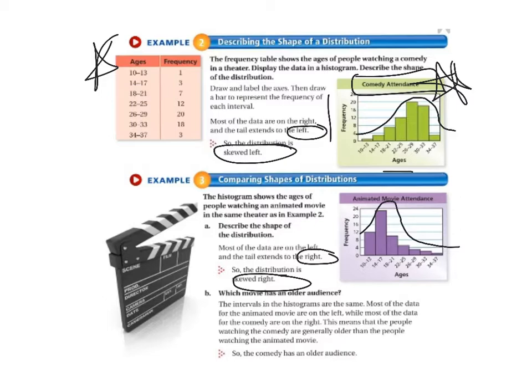So which movie has an older audience? We can see that the intervals in the histogram are the same. So we used the same intervals. The numbers down here on the bottom are the same. And most of the data for the animated movie are on the left. Well, that's because most kids like cartoons more than maybe comedies in a theater. While most of the data for the comedy are on the right. This means that the people watching the comedy are generally older than the people watching the animated movie. So that makes sense. The comedy has an older audience.